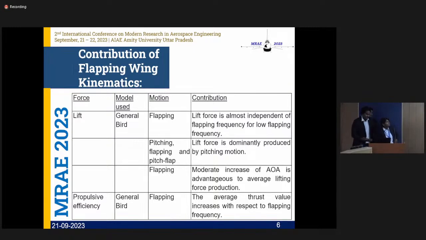The contribution of flapping wing in the recent kinematic and aerodynamic field. As you see, we have taken the bird model, which produces different motions such as flapping, pitching, and pitch flap, contributing to lift forces almost independent of flapping frequencies for low flapping frequencies. Lift force is dominantly produced by pitching motion, and furthermore this table is mentioned in our research paper.